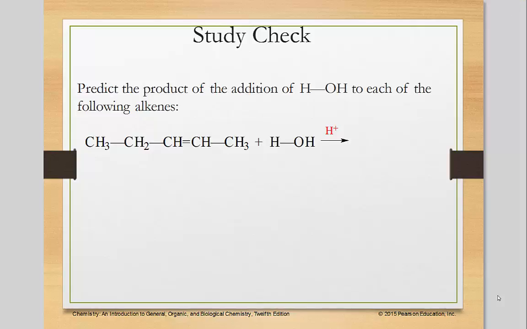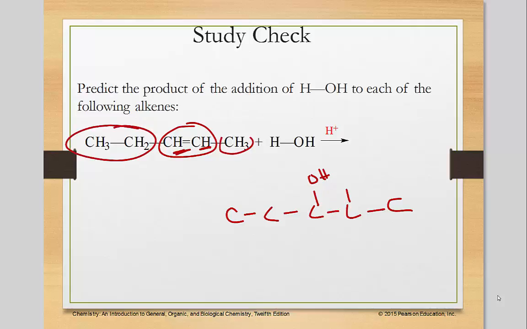Alright, so here we have the H and OH. 1, 2, 3, 4, 5 carbons. 1, 2, 3, 4, 5 carbons. So we have an option of here and here. The OH group is going to go on this side, on the left-hand side. They have the same amount of hydrogens, but this one has more carbons coming off of it. That's why I put it over there.